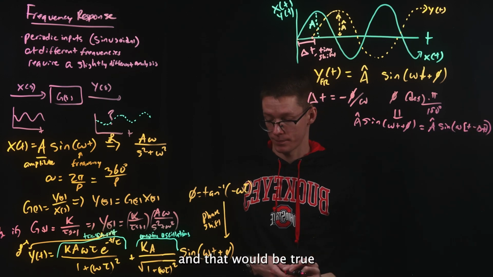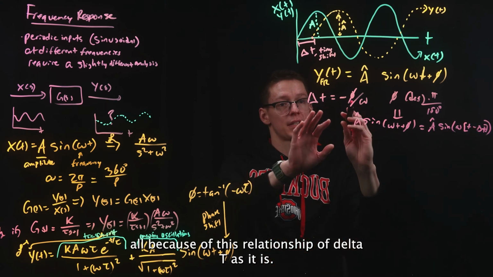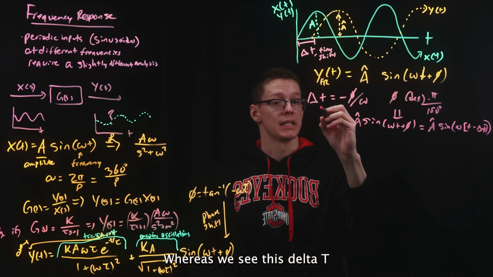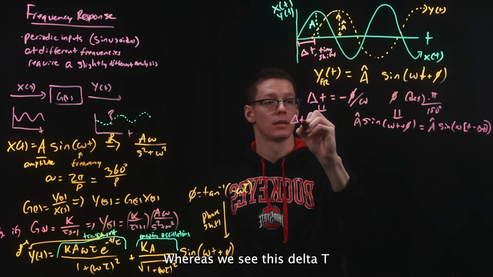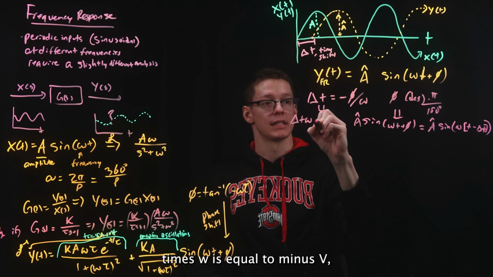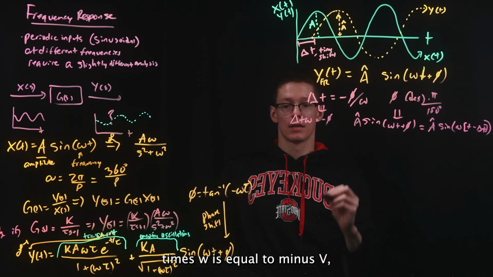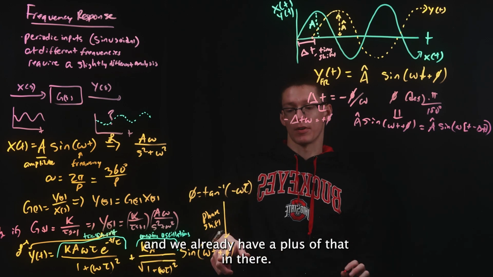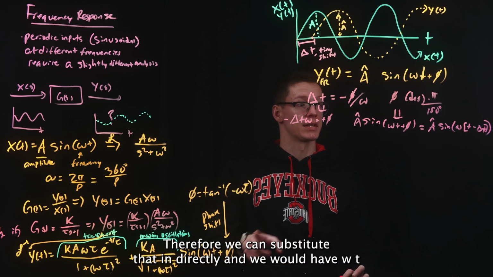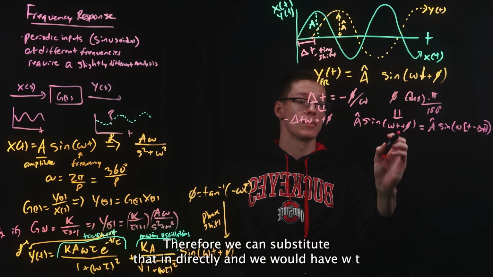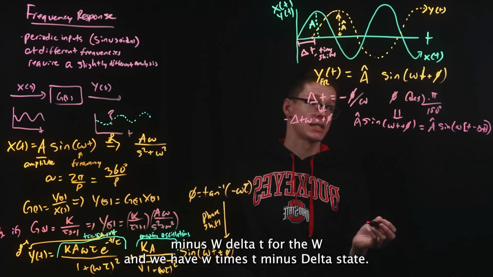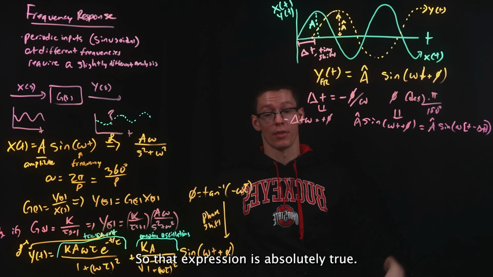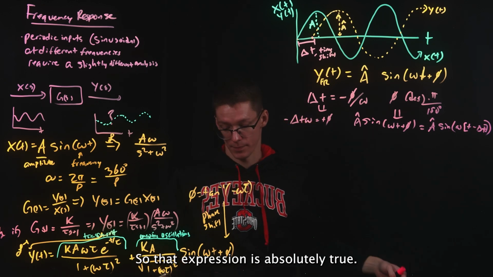And that would be true, all because of this relationship of delta t as it is. We see this delta t times w is equal to minus phi. Thus, a minus of those is a plus of that, and we already have a plus of that in there. Therefore, we can substitute that in directly, and we would have Wt minus W delta t, pull out the W, and we have W times (t minus delta t). So that expression is absolutely true.